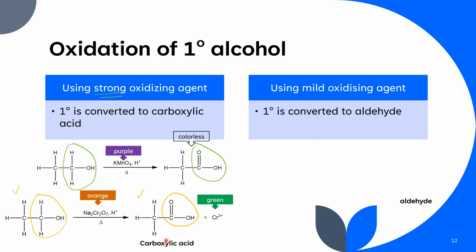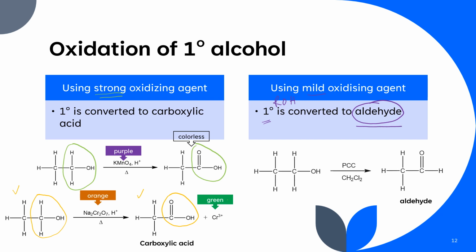So the major product or the end product will be carboxylic acid. But by using a mild oxidizing agent, okay, an oxidizing agent that is rather weak, primary alcohol will be converted to aldehyde. So this is the important key point. Okay, if we treat primary alcohol with PCC in dichloromethane, which is a mild oxidizing agent, oxidation will still occur but will stop at aldehyde only.